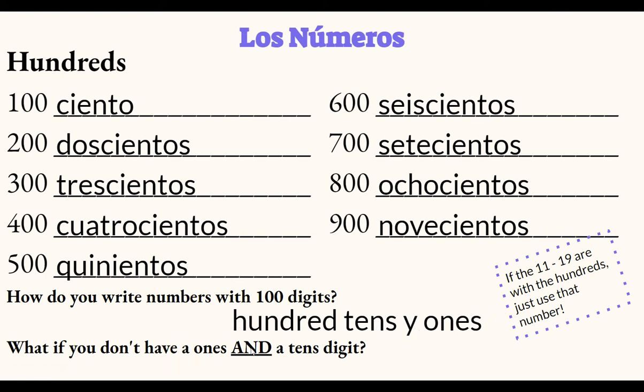Now, if you do not have ones and a tens, don't use E. Don't use that Y. Notice there's only a Y here between the tens and the ones. If you don't have both, don't use Y. Again, if you have 11 through 19, so you're saying 211, you're just going to use the number once because there's only one word for 11.